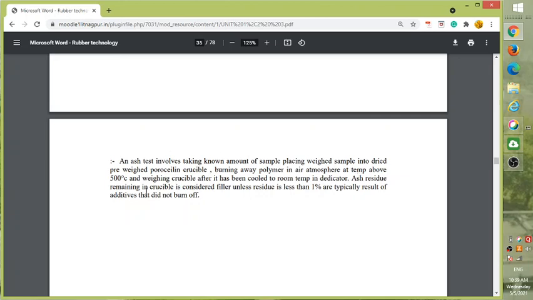Ash residue remaining in the crucible is considered filler unless the residue is less than 1%, which is typically the result of additive that did not burn off. So the ash always remains after burning. So that is the ash.